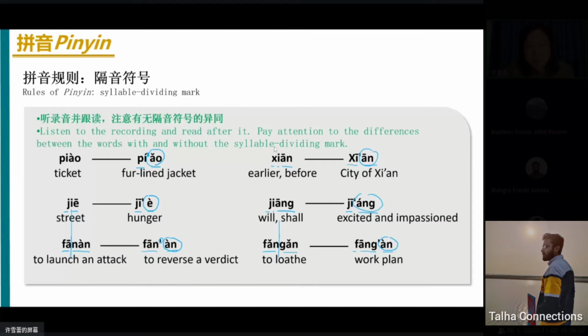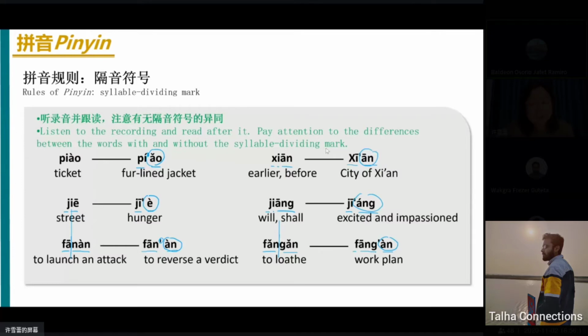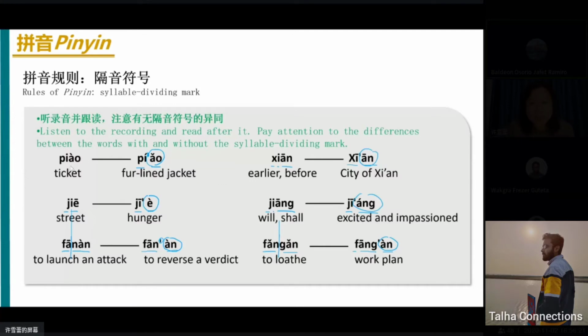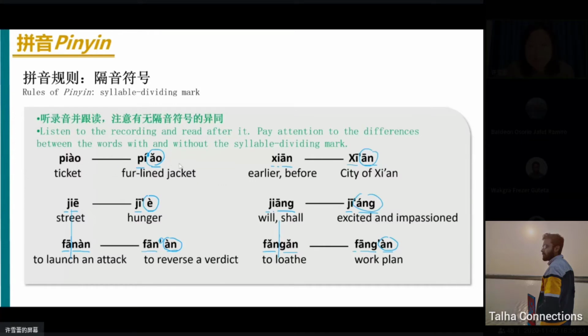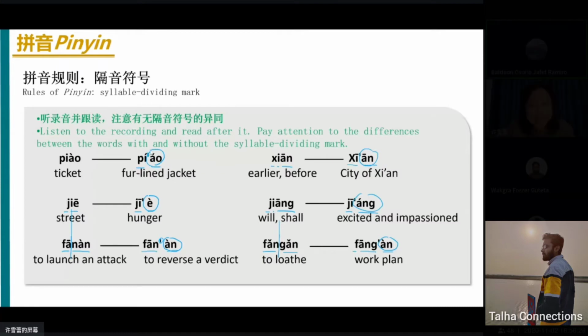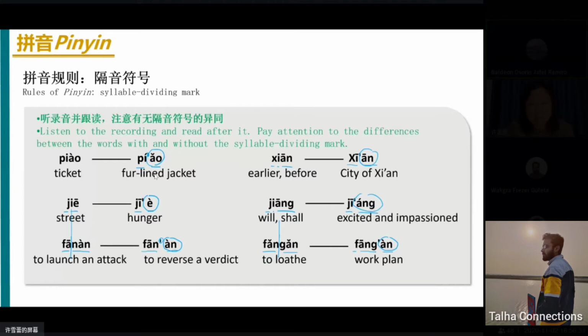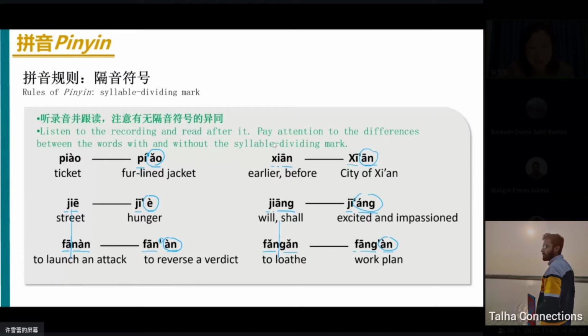When we talk, how do we pronounce the dividing mark? Well, when we talk, it's just a talk. It doesn't affect anything. This only appears in the written form of Pinyin. When we write Pinyin, when we read Pinyin, we need to pay attention to the dividing mark. When we talk, it doesn't have any impact on our speech.